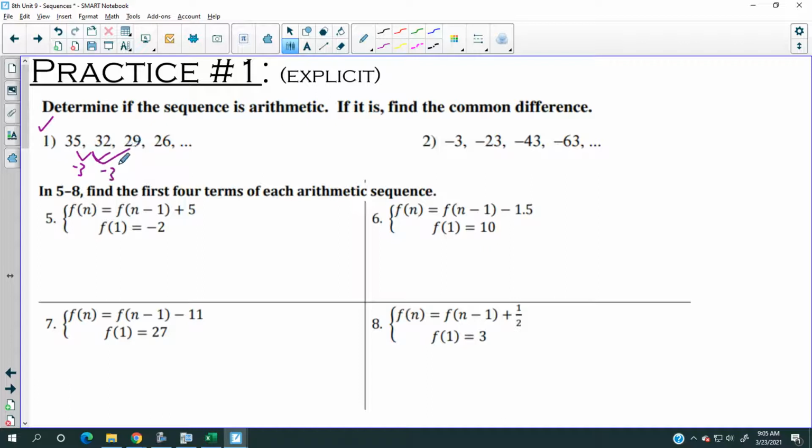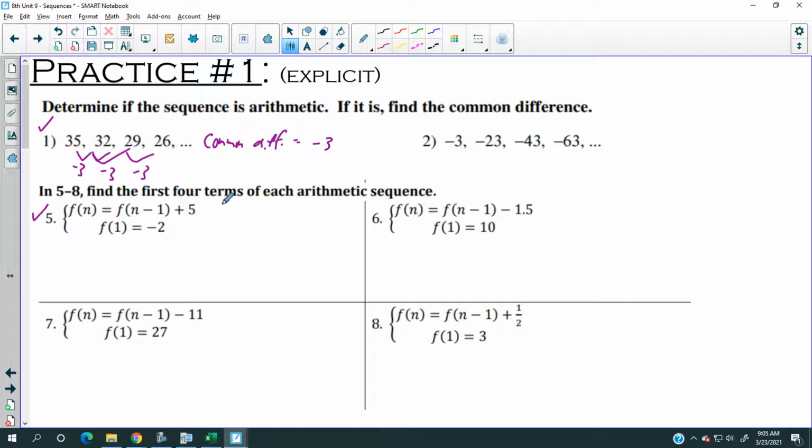Right here, decreased by 3 every time, right? So what's the common difference? The common difference is -3, because you always add -3. Next, 5. Again, we're doing the odd ones only.